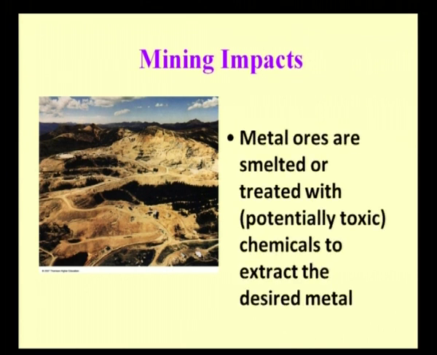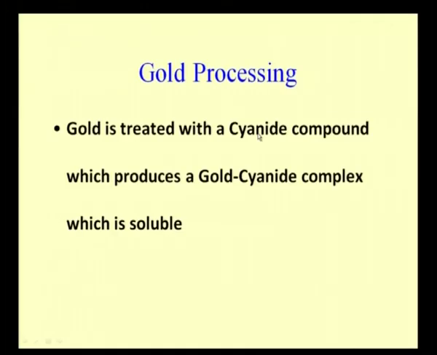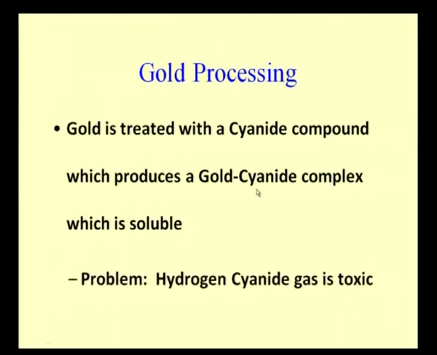And now, what are the mining impacts? In what way are they impacting? The metal ores are smelted or treated with potentially toxic chemicals to extract the desired metal, and therefore mining operations are always creating pollution. And in gold processing, the gold is treated with cyanide, producing gold cyanide, which is soluble, and the hydrogen cyanide gas is very toxic.